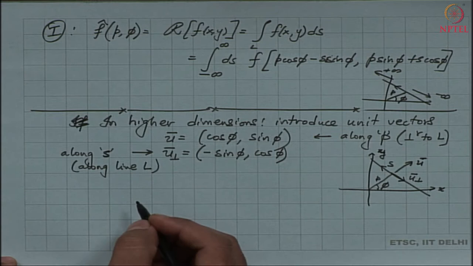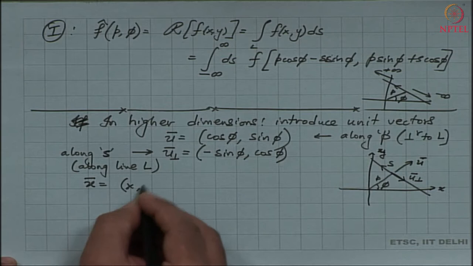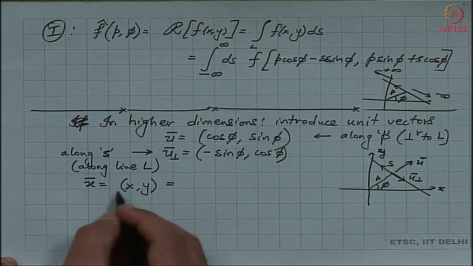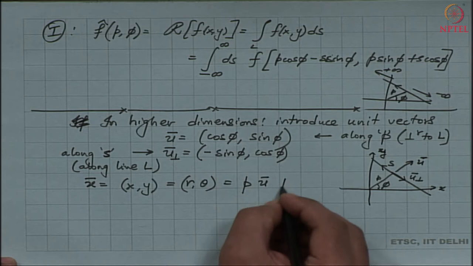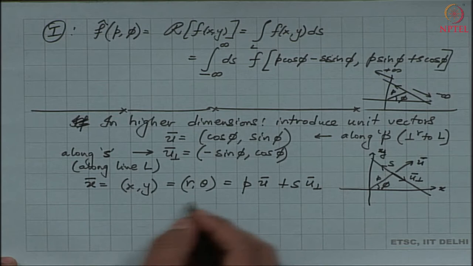Okay. So then let me denote the equation of the line. So now my vector x in the Cartesian frame, also given by xy in 2D. While I develop the definition of the Radon transform in higher dimensions, I am going to verify that definition in two dimensions. So in two dimensions, my vector xy can also be written in terms of r theta, along P, the magnitude is P times u plus s times u perpendicular. Okay. So this is my general vector in 2D. So P times u plus s times u perpendicular.